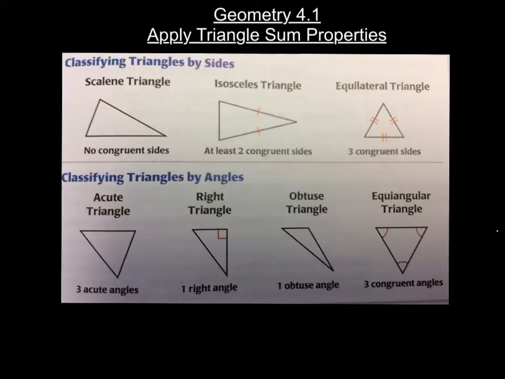Today in Geometry, Chapter 4, Section 1, we are going to apply triangle sum properties. Before we can do that, we're going to look at two ways to classify triangles. The first way to classify the triangles will be by the sides. The other way is by the angles.